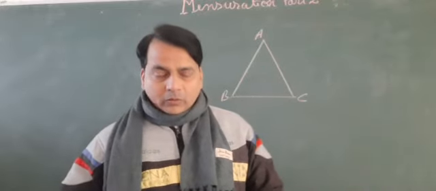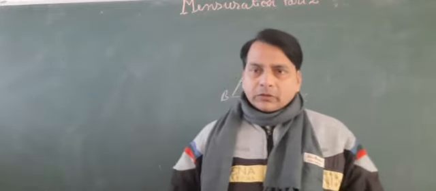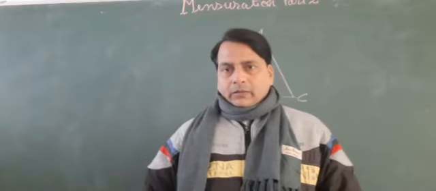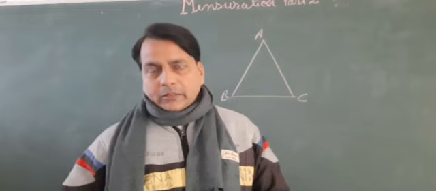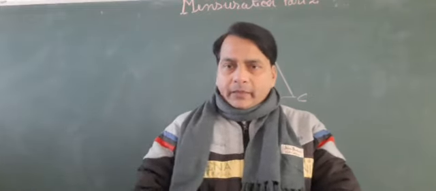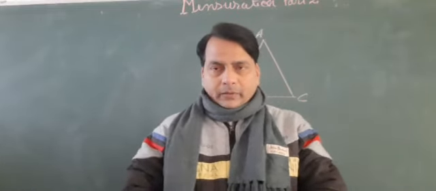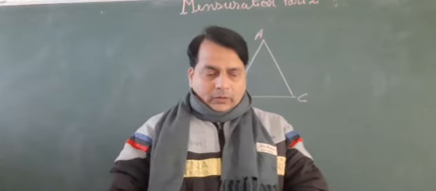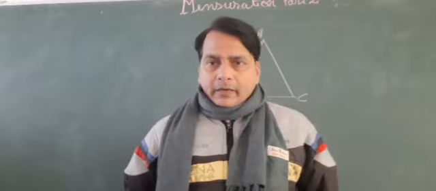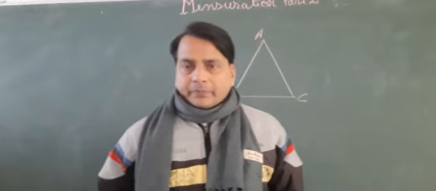Today we will discuss some important terms related to the triangle. In the previous lecture we have already discussed the perimeter and area of a rectangle and a square. So in this sequence we will discuss the area of an equilateral triangle.